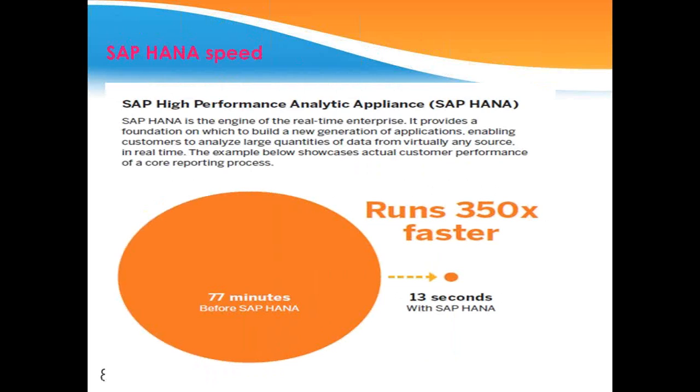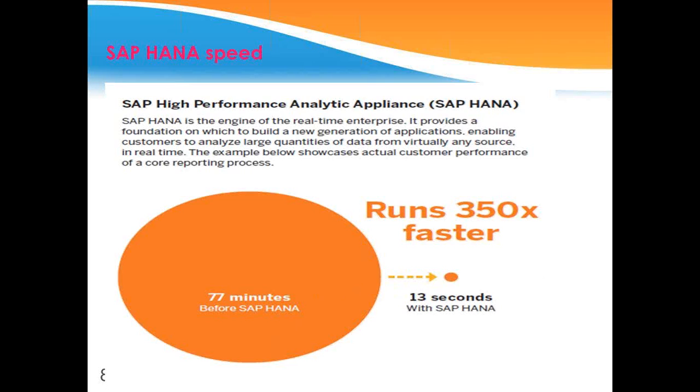With HANA, what is proven is data fetching by calculating on the fly. Whenever the data changes in the source, it is replicated in the target, with 350 times faster performance than earlier with this mechanism. Earlier, if you wanted to fetch some data or a report, let us say it took 77 minutes. Now with HANA, 13 seconds, not even 13 minutes.